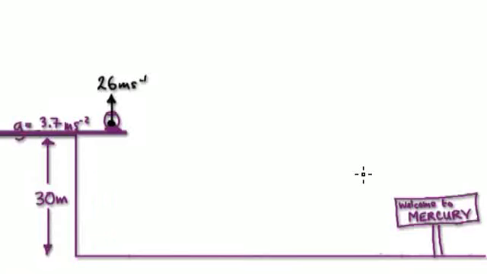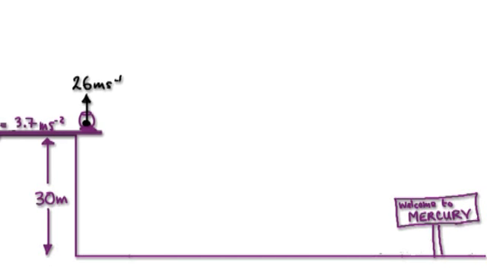Okay, let's give you guys some more practice. Now we're on Mercury. You're on a cliff, 30 meters high. Gravity on Mercury is 3.7. You can shoot a cannonball vertically upwards at 26 meters per second. The second you fire the cannonball, we're going to retract the plank.